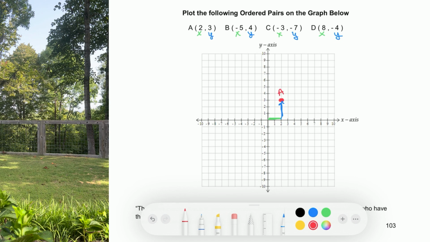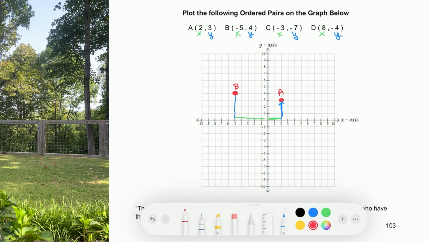Okay. Now let's look at B. I have a -5, so I'm going to go this direction to -5. But then I have a +4, so I'm going to go up 4. And my coordinate is right here. So that's letter B. Now the blue line and the green line that I have on here, you're not going to draw that. You're just going to plot your coordinate. I'm just doing that so you can see how we're finding the coordinate.